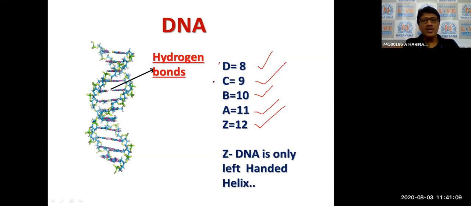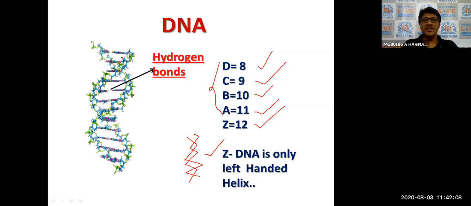And all these DNAs form the right-handed helix except zDNA. zDNA only is a left-handed helix. zDNA is in the form of a zigzag. Got it?